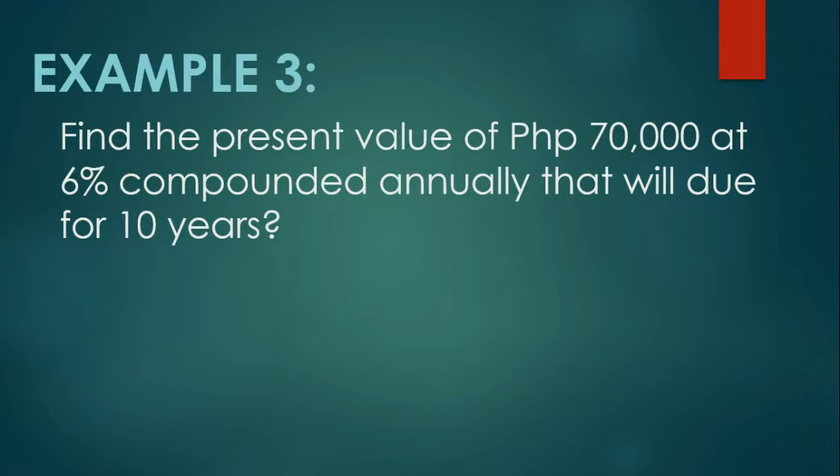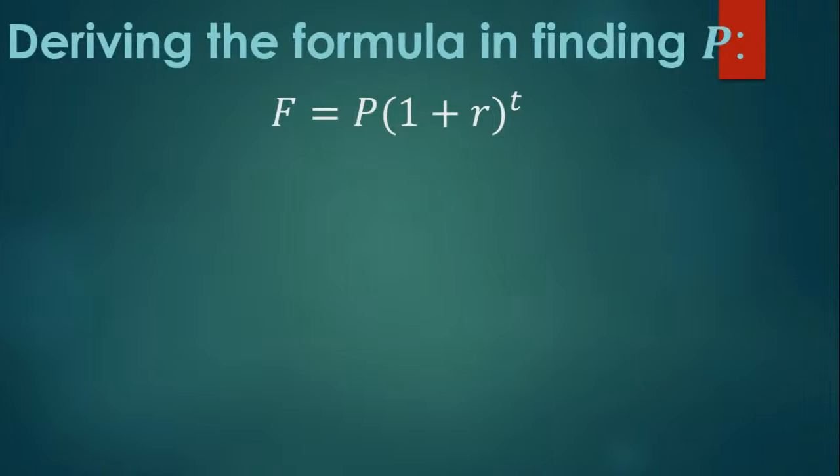Example 3. Find the present value of 70,000 pesos at 6% compounded annually that will be due for 10 years. So in this example, what we are trying to find is not the future value but the present value P. So ating given, our given here are the value of F, which is 70,000, the value of R, which is 6%, and the value of T, which is 10 years. So we have to derive the formula in finding the value of P.